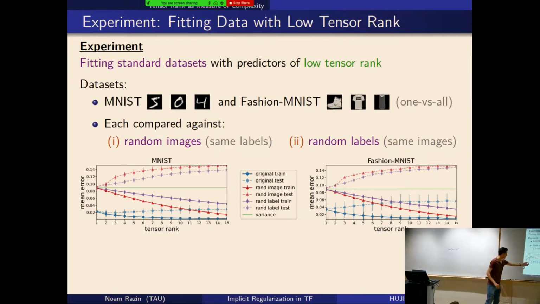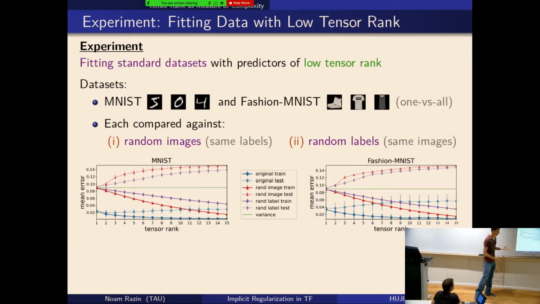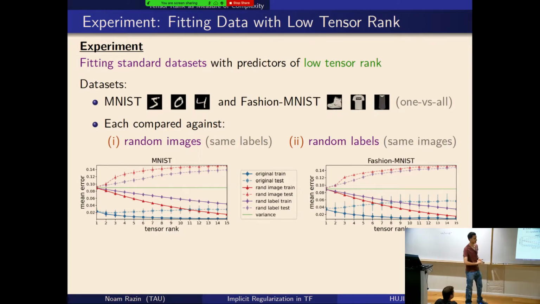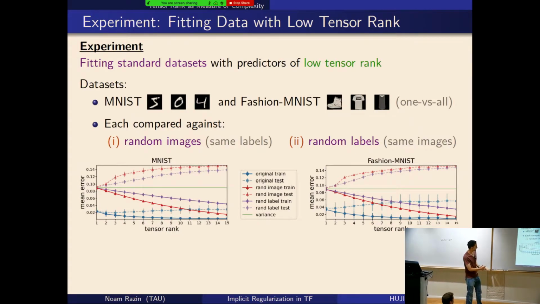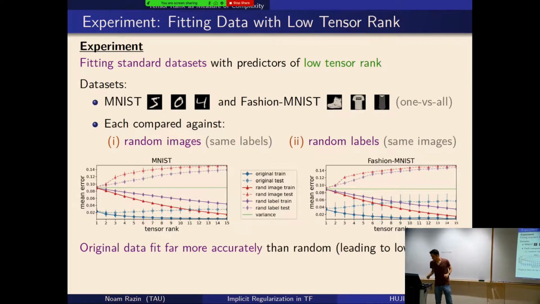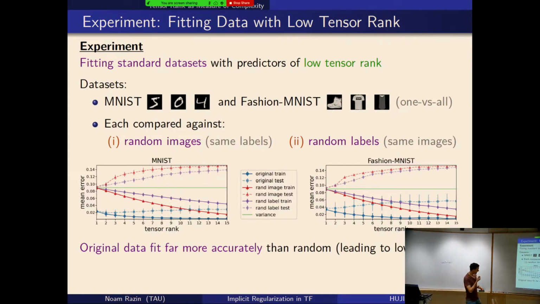Each marker here is a different experiment. Okay, it corresponds to we fit the data with a predictor, a tensor factorization of this tensor rank, and it reports the error that we get. We have here both training error, okay, and test error in the semi-transparent one. And what's important to see is that with predictors of low tensor rank, the original data is fit far more accurately than the random variants. And already with tensor rank as low as 1, we get a relatively good fit for the original data, whereas for the randomized variants, it's no better than random guessing, okay? So we can't really fit them with tensor rank 1. Well, the original data we can fit relatively well.